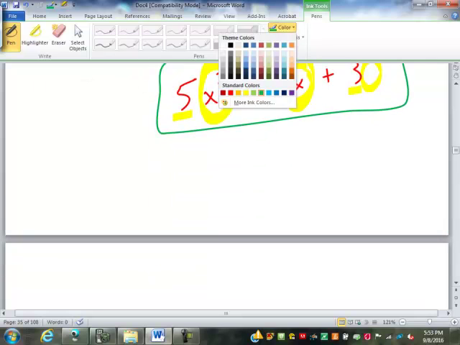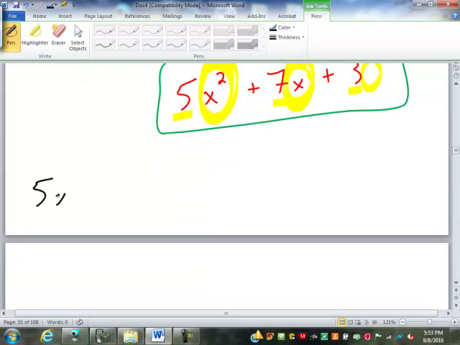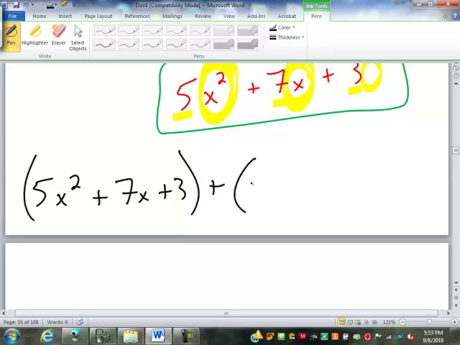So let's say I have 5x squared plus 7x plus 3, and I want to add that to 3x squared plus 9x plus 4. Now the parentheses there are not telling us to do anything first. It's just like when we were working with negatives, they separate out the numbers so we know which numbers go together.